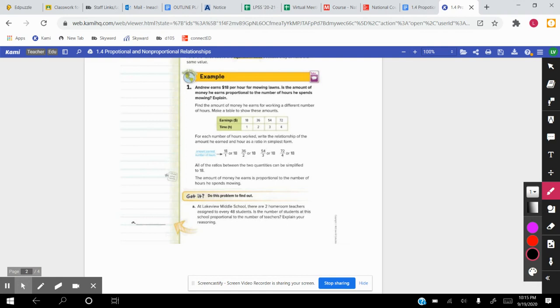4 hours is 72. For each number of hours worked, write the relationship of the amount he earned and hours as a ratio in simplest form. So 18 divided by 1 is 18. 36 divided by 2 reduces down to 18. 54 divided by 3 reduces to 18. 72 divided by 4 reduces to 18. So each one of those is information taken from the table above.